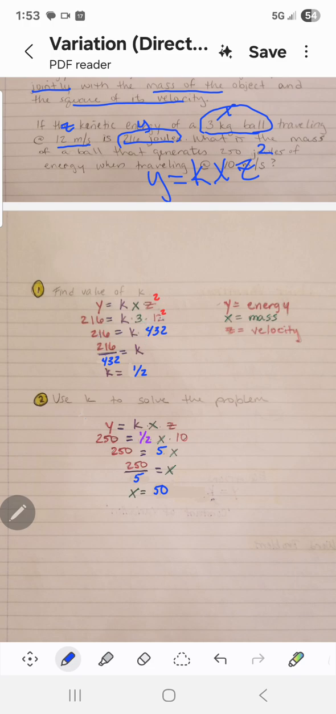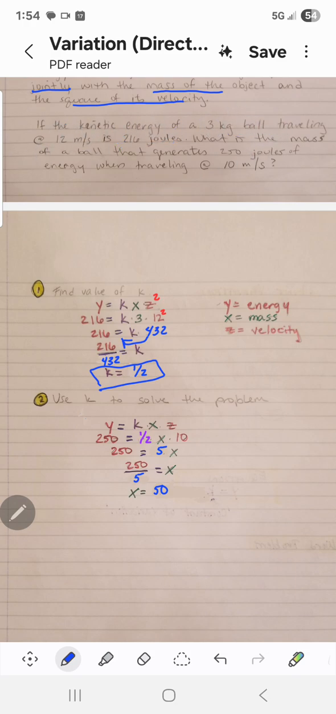So 3 times 12 squared, 3 times 144, you get 432. Divide that over, k is a half. Now that I know k, I can figure out the second part of the question. What is the mass, what is x, of a ball that generates this much energy? Y is 250. When traveling at 10, z is 10.